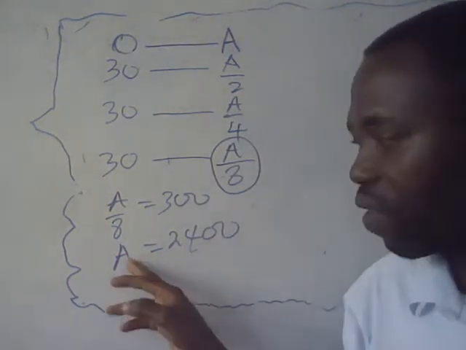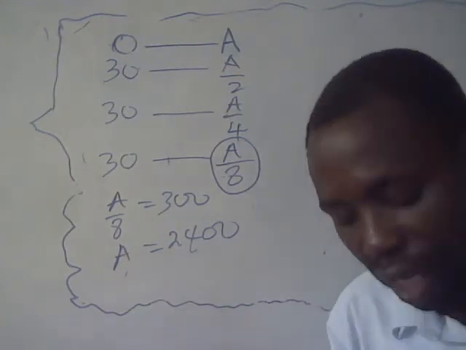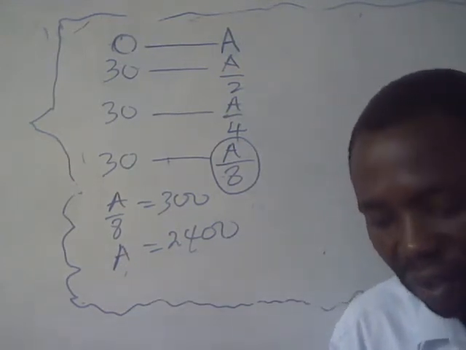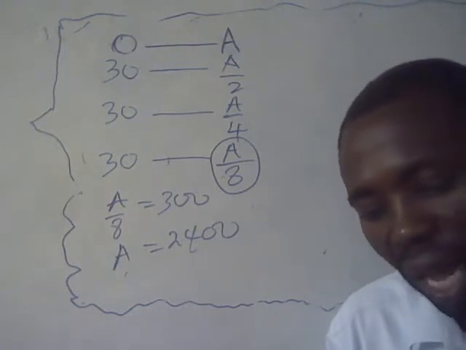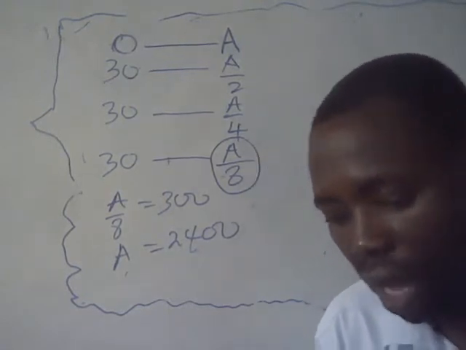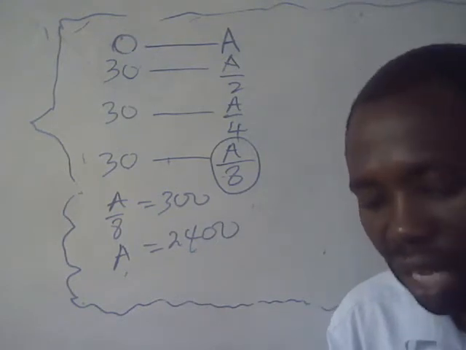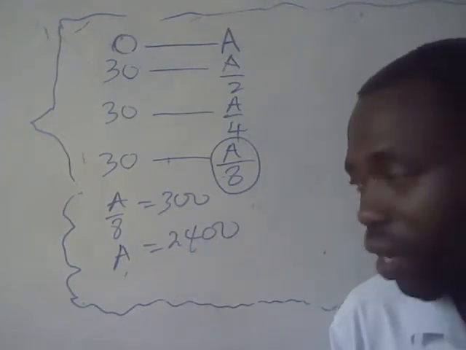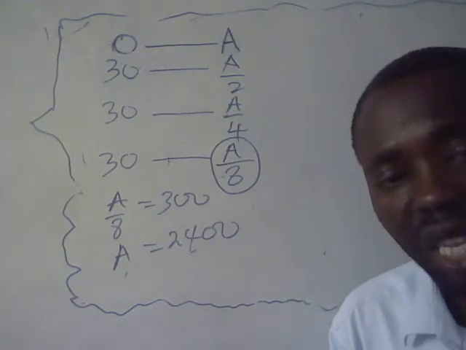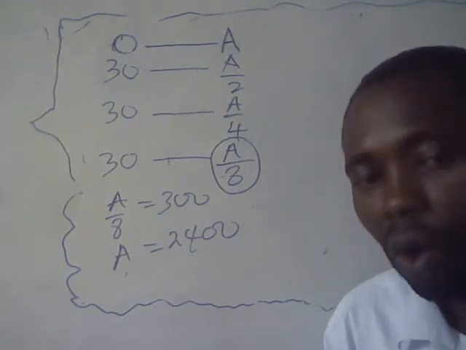So 2400 is the count rate at the beginning. So options. Option A 600. Option B 900. Option C 1200. Option D 1800. Option E 2400. So that's the final answer. Option E, 2400.